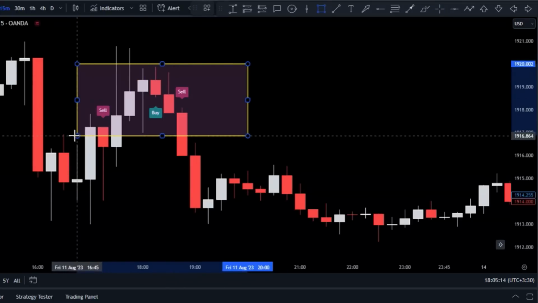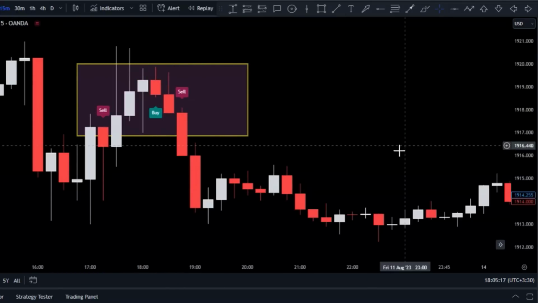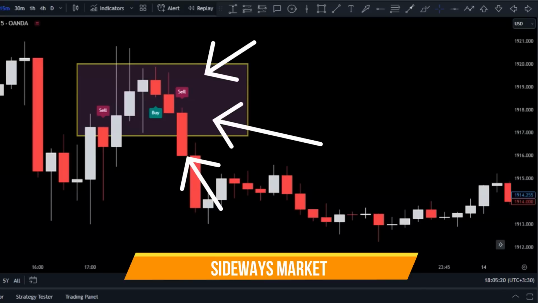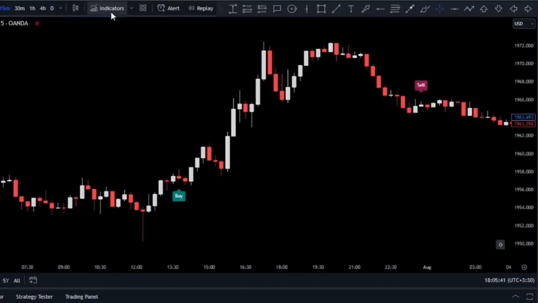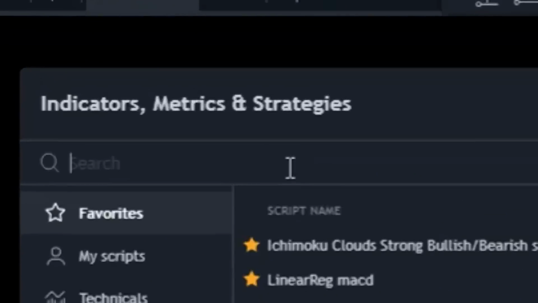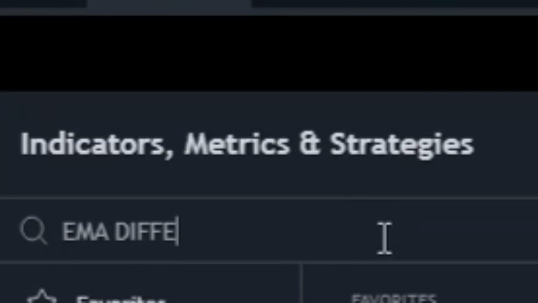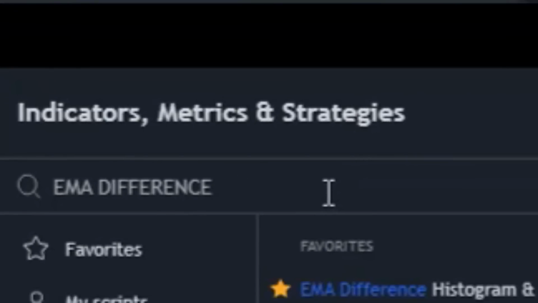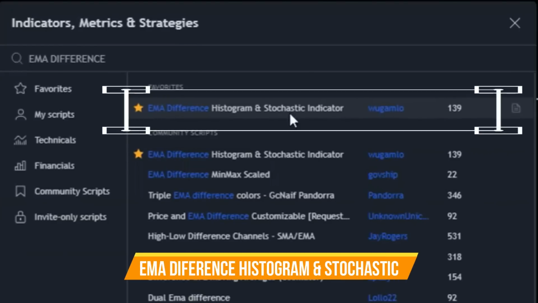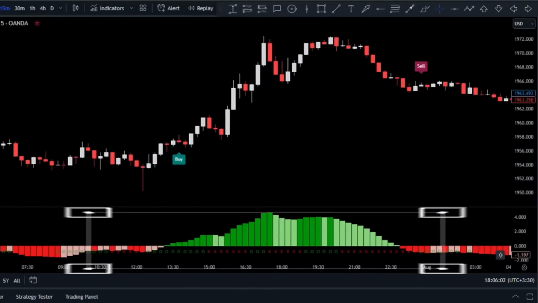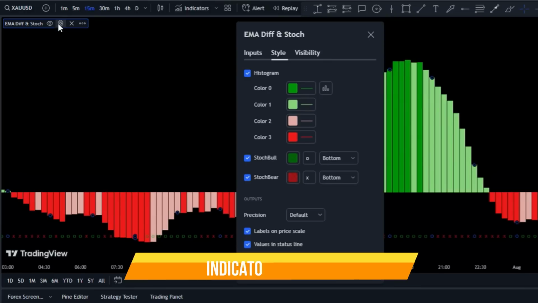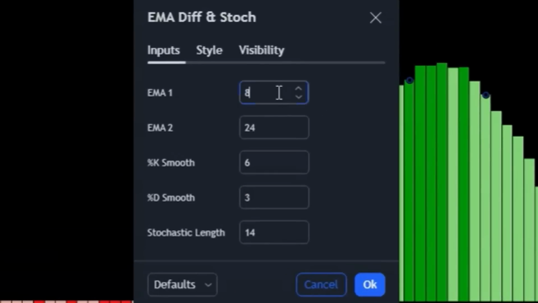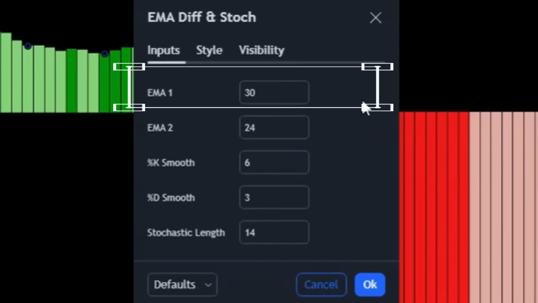But hold on, you're not quite done with the strategy yet, because we need to filter out some signals in specific market conditions like ranging trends. So go back to the indicator section once more and search for EMA difference and add this indicator to your chart as well. Just like the previous one, this indicator also needs some optimizations before you use it in your strategy. So follow the video and adjust the settings accordingly.